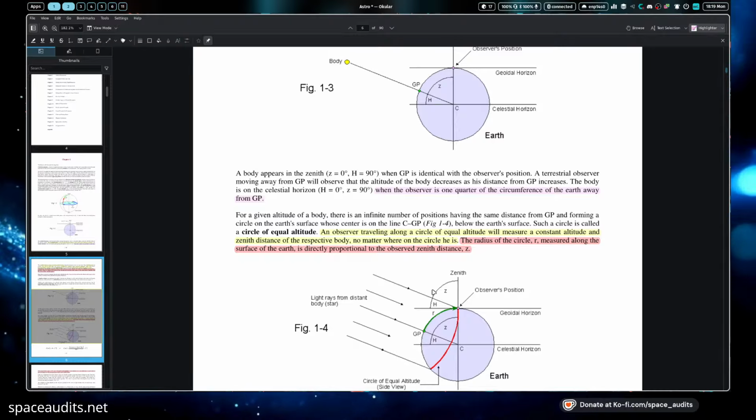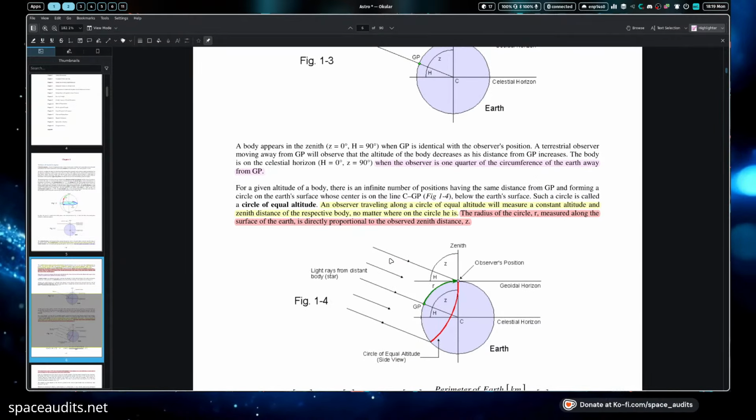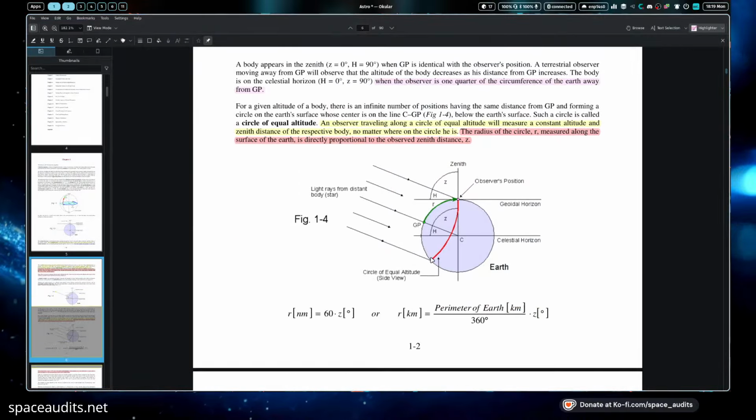So in other words, the way that you perceive this star being at a lower angle is physically because of Earth curvature. Would anyone agree or disagree? I do agree. Awesome.